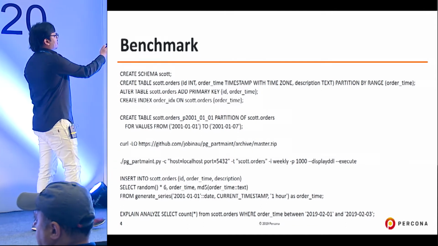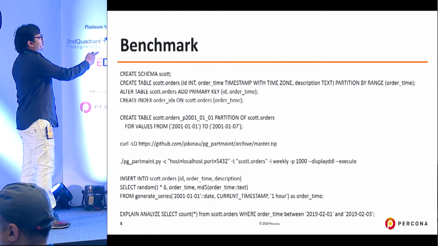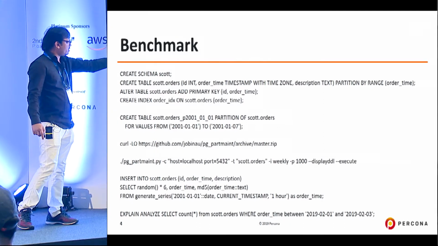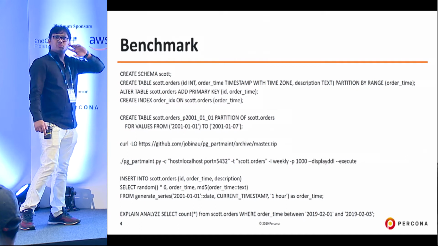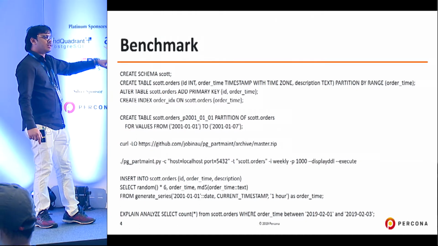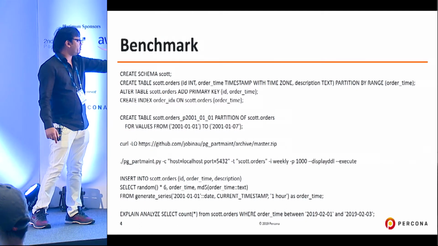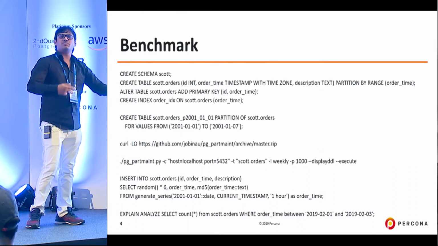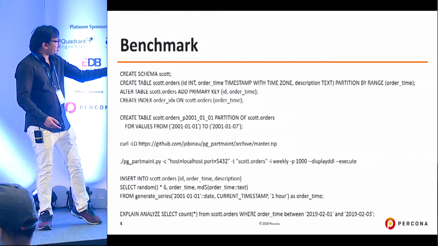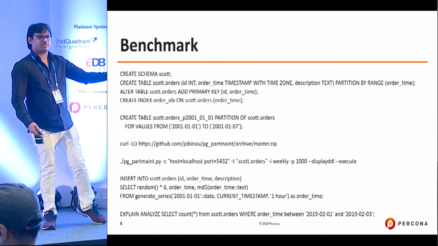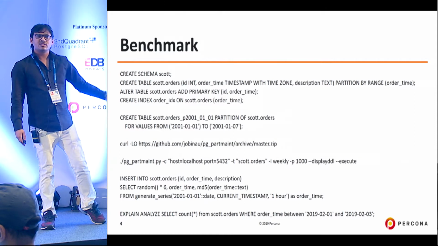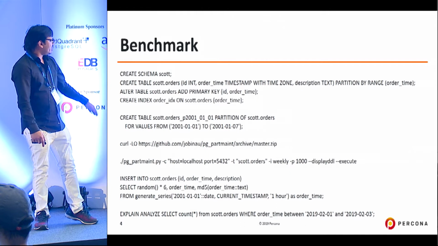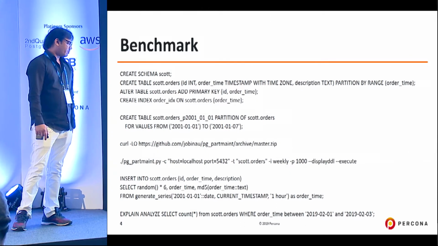We're just creating a schema Scott and creating a table in it. In the year 2001, we considered a weekly partition. Jobin has developed a simple Python script or tool, available as PGPartMaint, which could go ahead and create future partitions. So we are creating 1,000 weekly partitions through that script. We created a partitioned table with 1,000 partitions, and we inserted some random data.